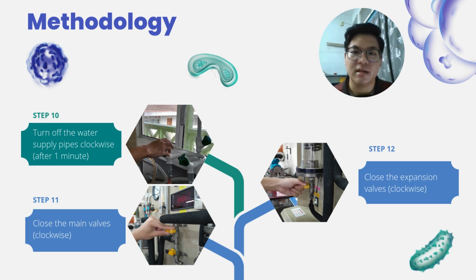Step 10, after switching off the main switch, you have to wait for 1 minute for the system to cool down. After that, turn off the water supply pipes by clockwise rotation. Same goes for step 11, close the main valve, and then step 12, close the expansion valve.